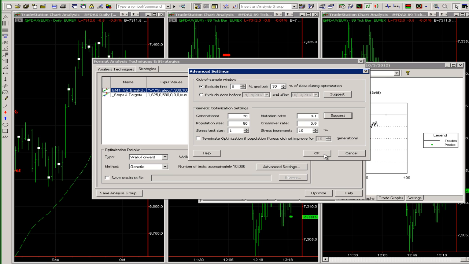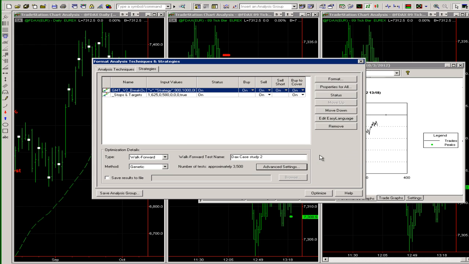and then you're also going to select terminate optimization if population fitness did not improve for 15 generations. So if you're doing 15 sample generations of this testing and your results aren't improving, then you basically want to cancel the automation, because it's just running and it's not improving at all.